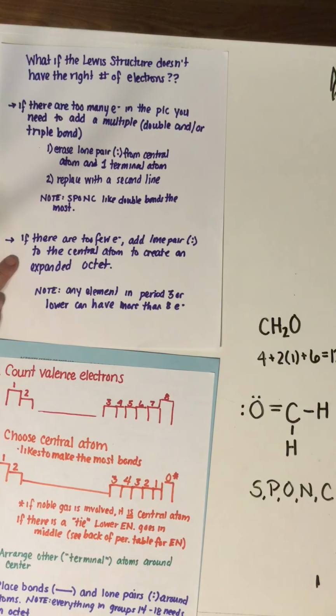Occasionally you're going to get some examples where there's actually too few in your picture. We'll get to some of those later, but for right now, just keep in mind, if you don't have enough electrons in your picture, you just add more dots to the center atom, which creates what we call an expanded octet. It just means more than 8 electrons. Any element in period 3 or lower can get an expanded octet because they also have those d orbitals. Remember the dungeon, the transition in the middle? They have those d orbitals that they can also use within bonding if they need to.